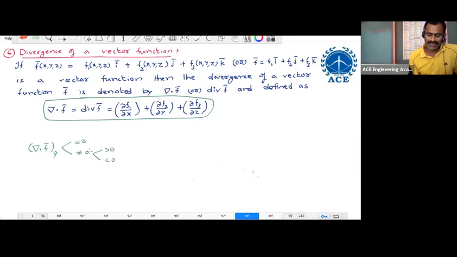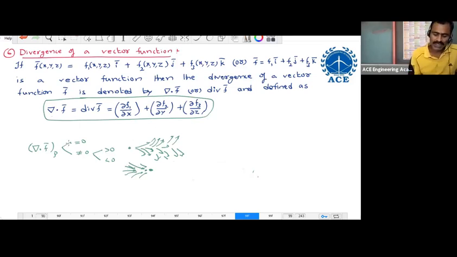Suppose the divergence is greater than 0, we can say that the flow is expanding. The flow is away from the point, that is diverging. The flow is expanding at a particular position. Suppose the divergence is less than 0, then we can say the flow is contracting, that is, the flow is towards the point. This is just like a source, and this is just like a sink, right?